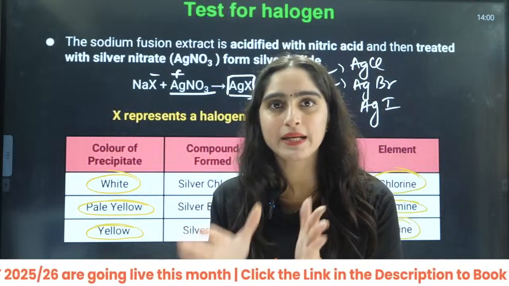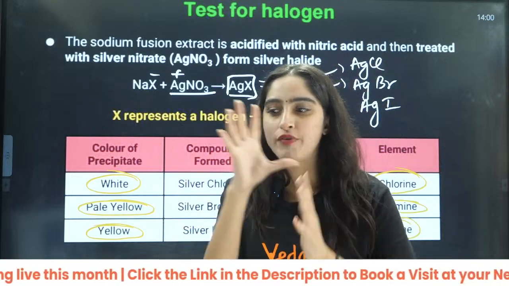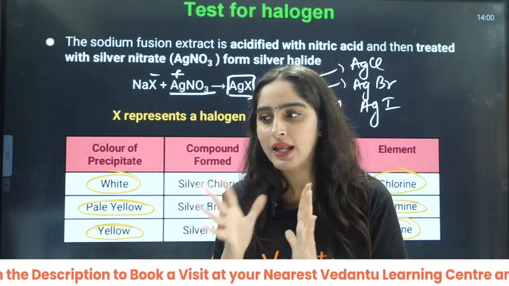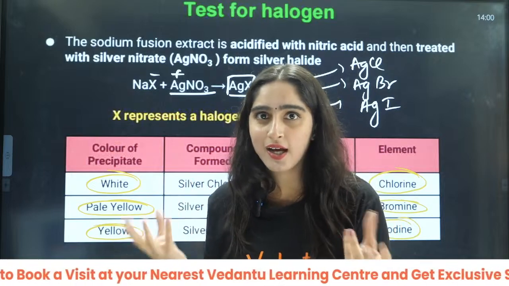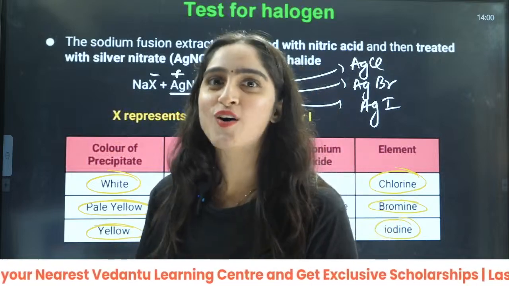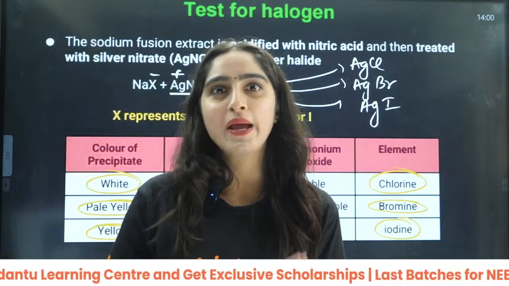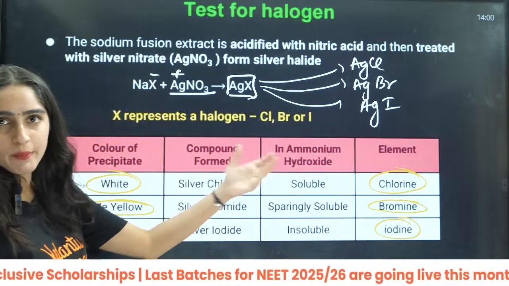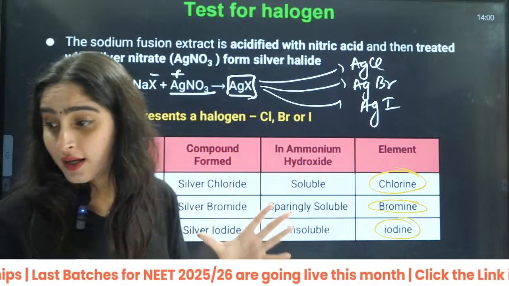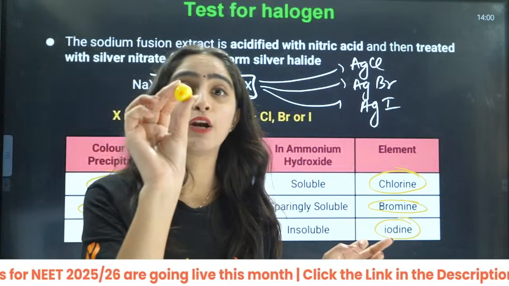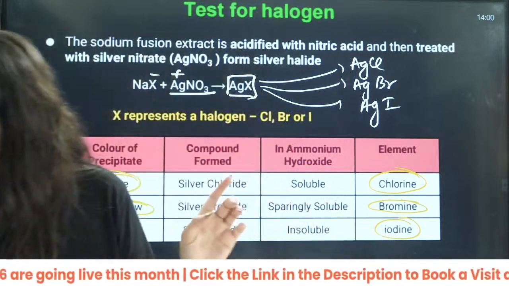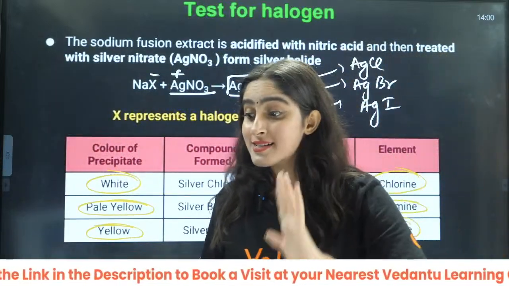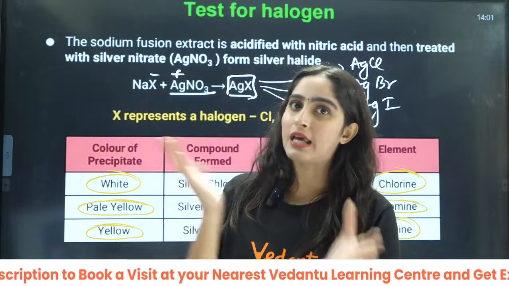If you have white precipitate, chlorine. Pale yellow means not very yellowish, a very pale yellow color, like the color of khichdi, moong dal, or poha. That is a pale yellow color, very less yellow. In that case, that will be bromine. And this is your yellow color, very bright yellow. That means you have iodine in it.